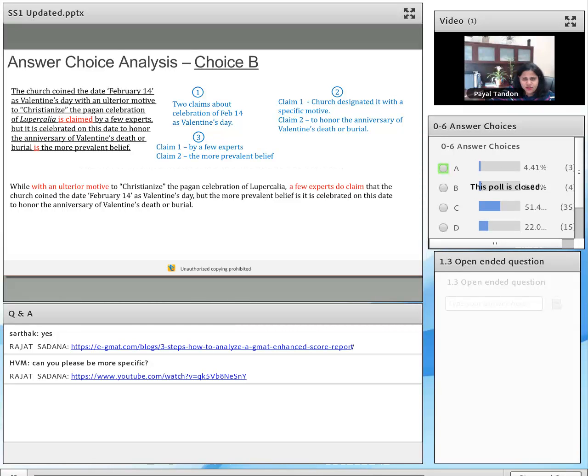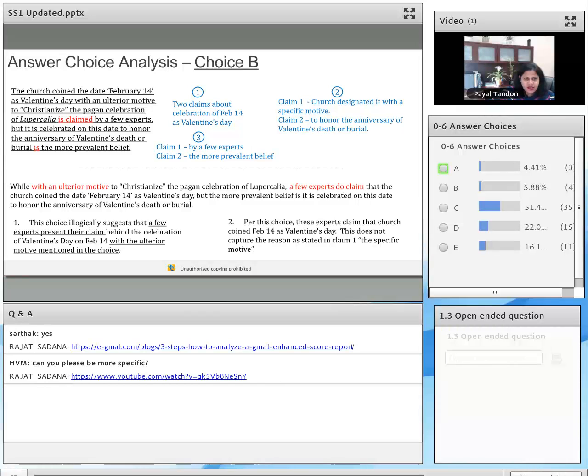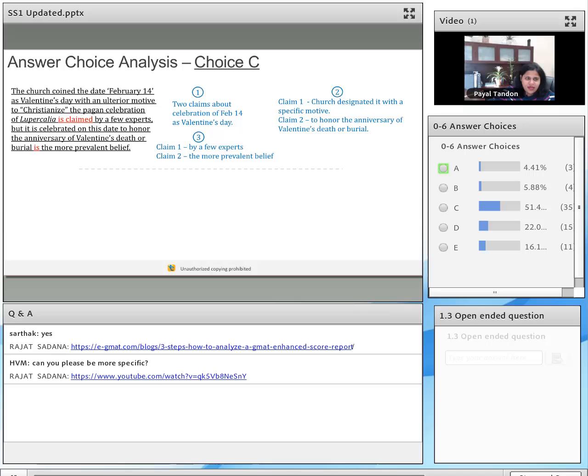So choice A we know is wrong. So three of you who selected choice A, I hope that you're able to understand why choice A was wrong. Let's look at choice B. There were 4 people who selected this choice. So over here, with an ulterior motive to Christianize the pagan celebration, a few experts do claim. So over here, it just means that these few experts had the ulterior motive, and that is absolutely wrong. But if you think about it, there is nothing grammatically wrong with this choice. So that's why this choice is wrong.